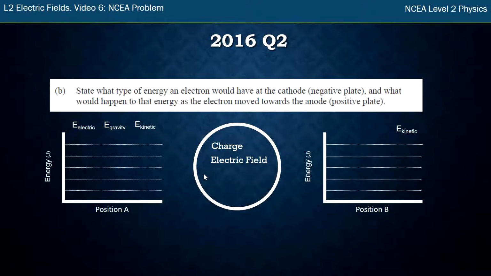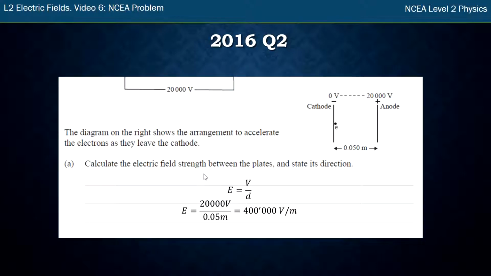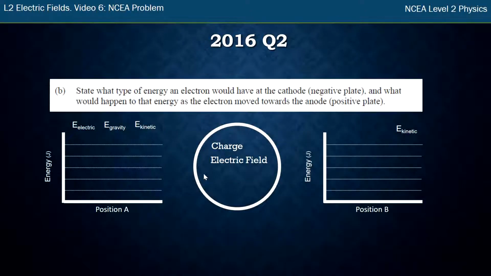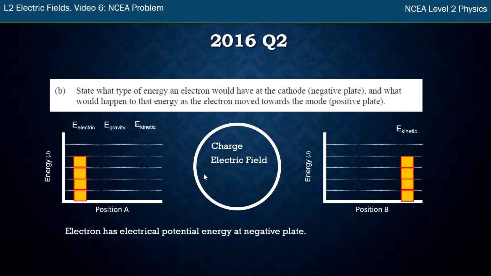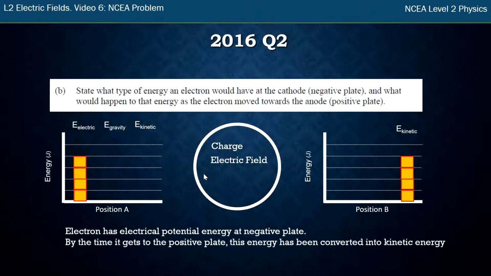What type of energy would an electron have at the cathode, and what would happen to that energy as the electron moves towards the anode? It starts on the left-hand side, and the electron is going to be accelerated towards the positive plate. It's pushed away from the negative plate and towards the positive. So it starts with some potential energy in the electric field, and it's going to end up with kinetic energy. So I just have to write that in words. The electron has electrical potential energy at the negative plate, and by the time it gets to the positive plate, that energy has been converted into kinetic energy. So it's a merit for both of those points.